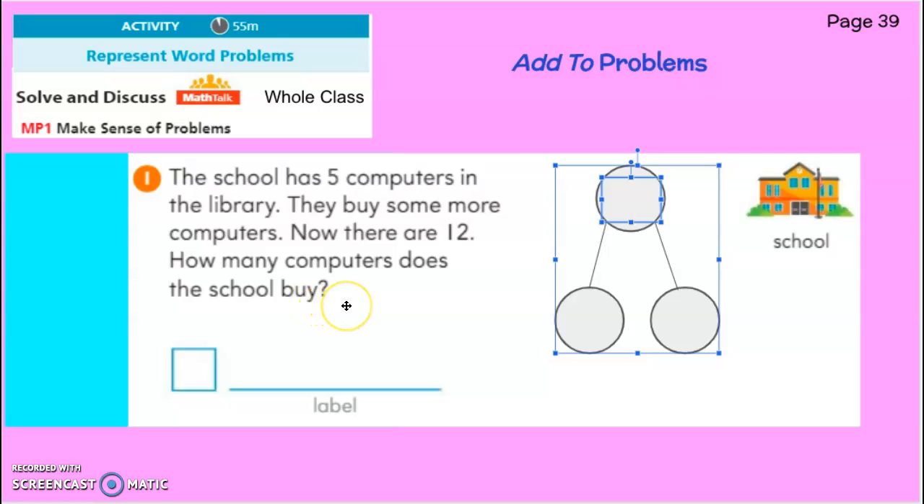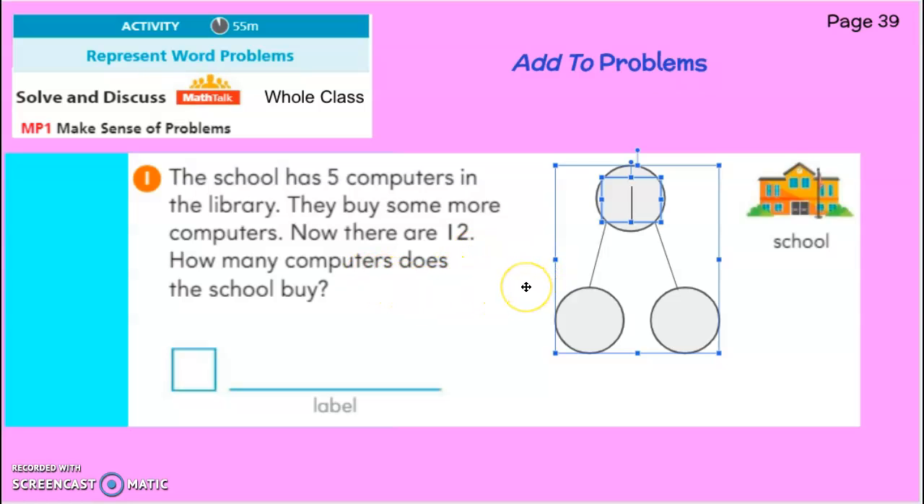So you might have to read it a couple of times to really understand what's going on, and that's okay. The school has 5 computers in the library. Then they buy some more computers. Now there are 12. So it's like one day we were in school and we saw 5 computers in the library, and then the next day, whoa, there's 12. We're wondering, how many more are there? How many did the school buy?